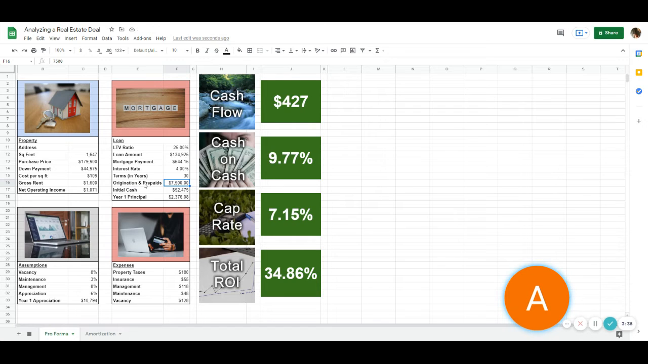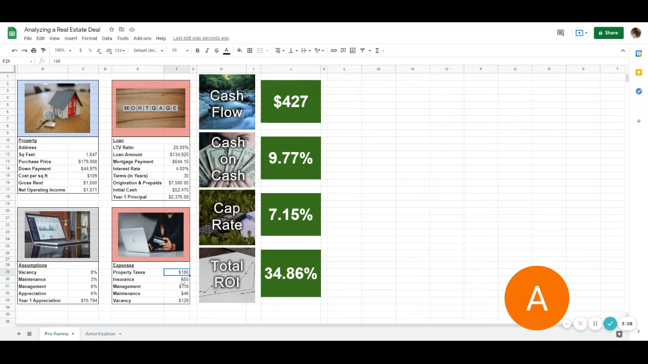Your loan origination and all your prepaids before closing, you'll also get in your good faith estimate. You can enter that number here, and it will tell you your initial cash. Your initial cash in is just going to be your origination and prepaids plus your down payment money. This is how much you will pay in the first year, just to principal, not to interest.